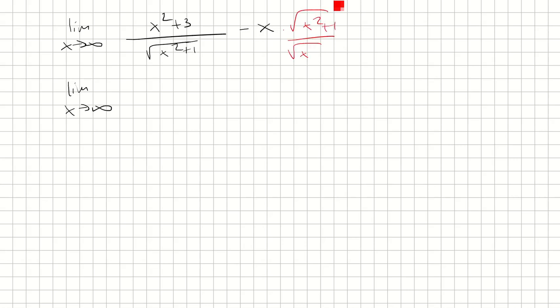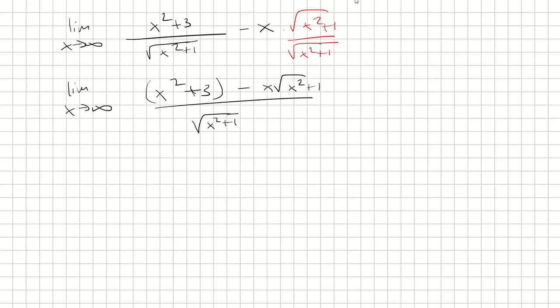Find the limit as x approaches infinity of x squared plus 3 over the square root of x squared plus 1, minus x. Let's bring this under one fraction. So let's multiply this by the square root of x squared plus 1 over the square root of x squared plus 1. So you have x squared plus 3 minus x times the square root of x squared plus 1, all over the square root of x squared plus 1.